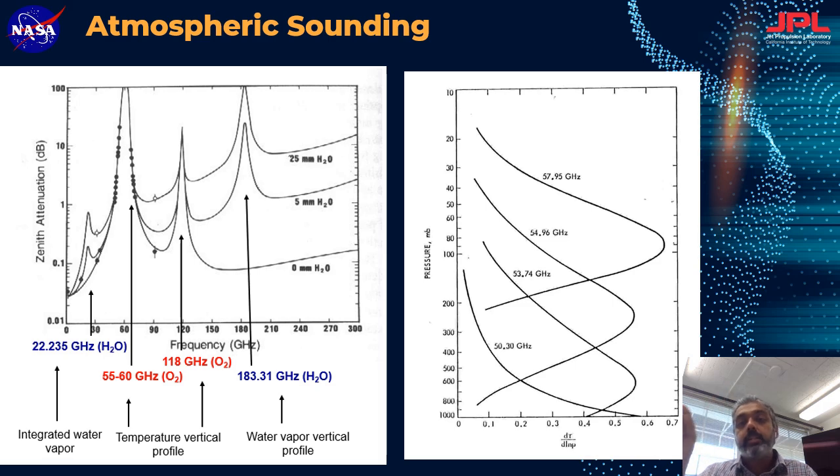So you're most sensitive to that part of the atmosphere. So just for example, 57.95 gigahertz is most sensitive at 80 millibars. And then if you go further to 50.3 gigahertz, you're sensitive mostly to the surface emissivity. So depending on which frequency you choose, you can actually sample the full atmosphere and get a full sounding profile of the atmosphere. In this case, this would get you oxygen or temperature profile.